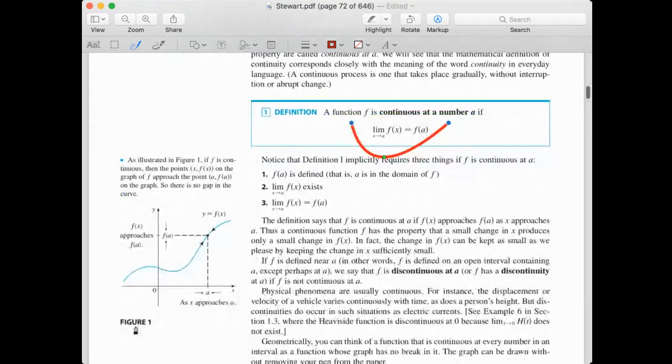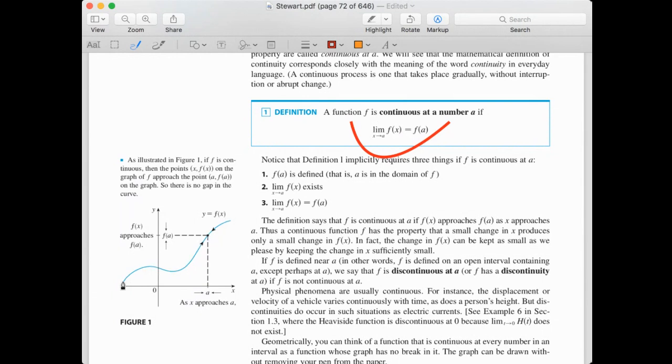Look at this graph, figure 1. For every point, this is one piece of string. So this function is one piece of string. At any point, pick any point, the left limit and the right limit equal each other and also equal the function value. So the picture is the definition. The picture of this definition is just this graph.